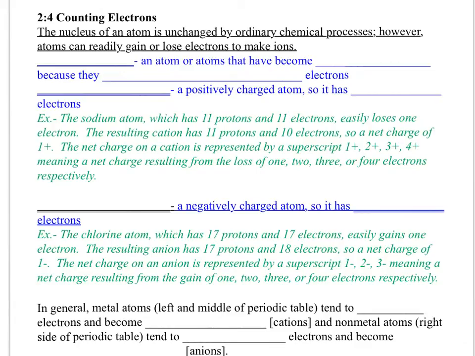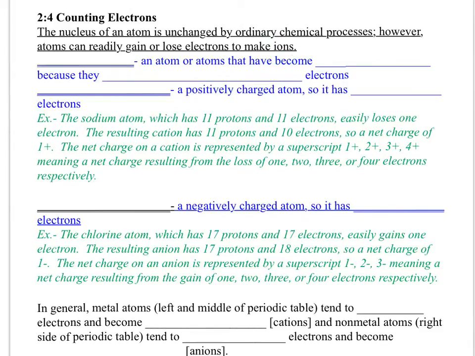So hopefully you understood isotopes in the last section, and that if the mass is different, you can have a different number of neutrons. Now we're going to learn about the electrons and how they can vary. So again, the nucleus of an uncharged atom is unchanged by ordinary chemical processes. However, atoms can readily gain or lose electrons to make something called ions.